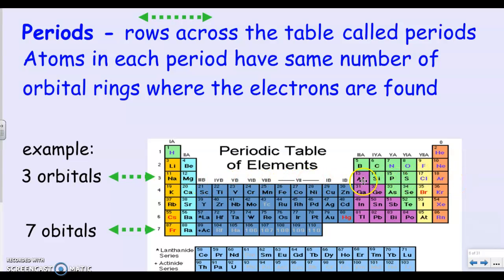has 3 orbital rings. So if you're building or drawing any of these atoms, you're going to need 3 rings for all the electrons. Anything in the 7th row would need 7 rings. And sometimes people ask about these two down at the bottom. These actually fit up here. They're a connection to these other rows. So that, believe it or not, they are actually connected up there.